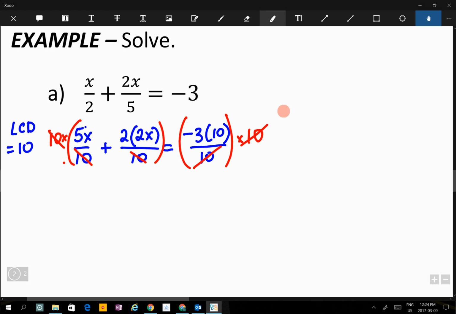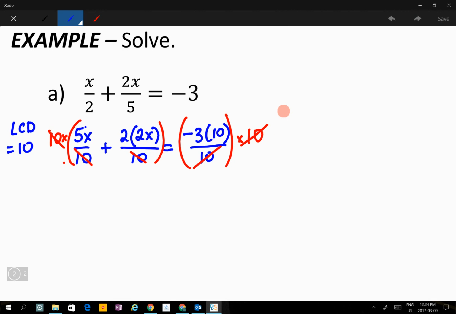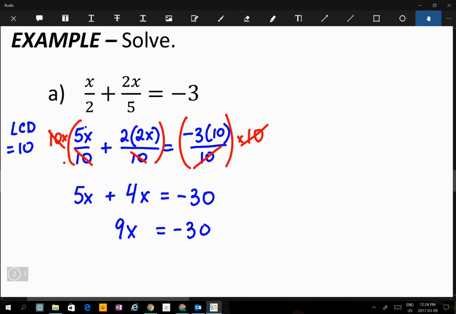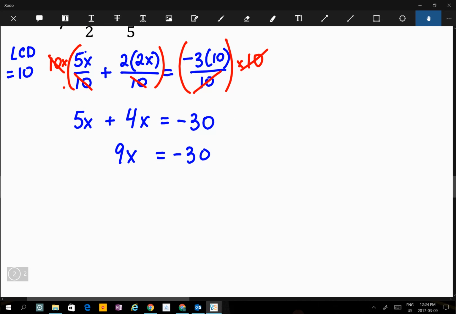So what I'm really left with is just what I have in the numerators. 5x plus 4x equals negative 30. Now I'm collecting the like terms on the left side: 9x equals negative 30. If I continue solving this, isolating x, I need to divide by 9 on both sides. So x equals negative 30 divided by 9. And reducing this into lowest terms, I have x equals negative 10 over 3.